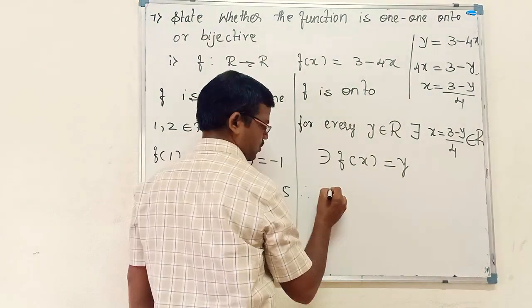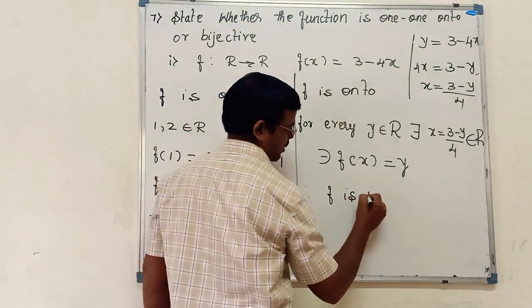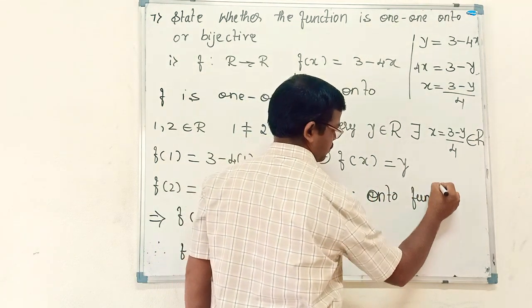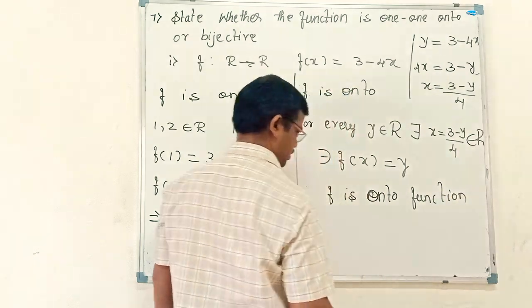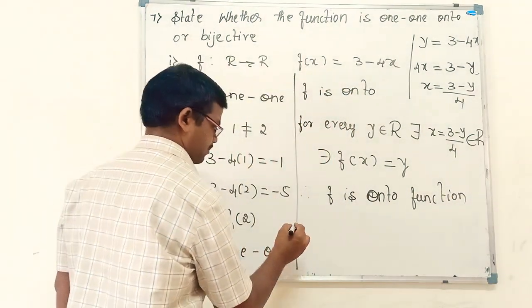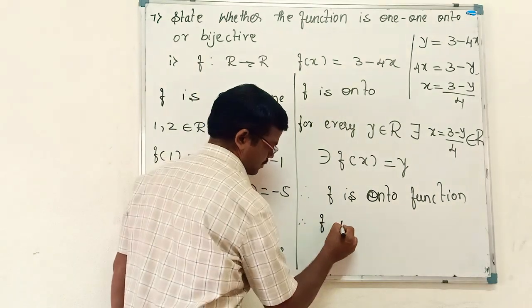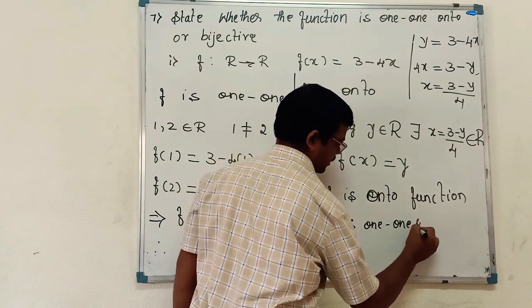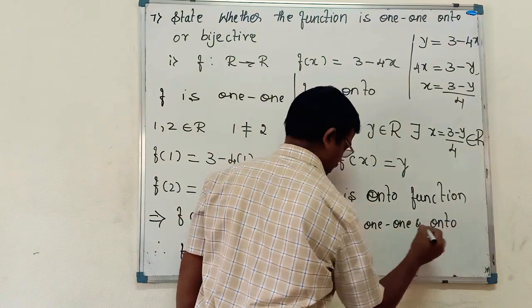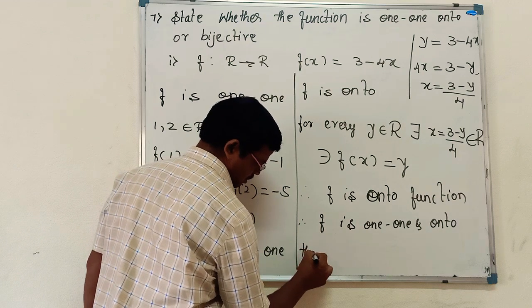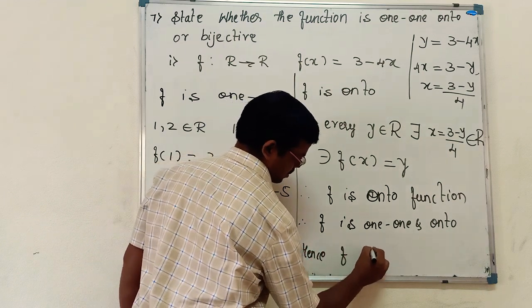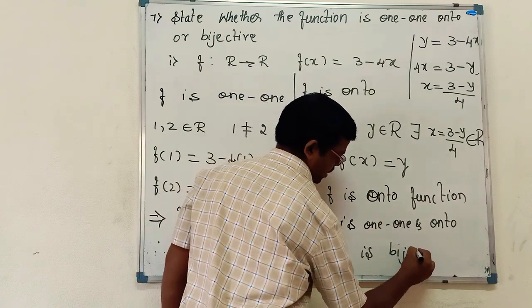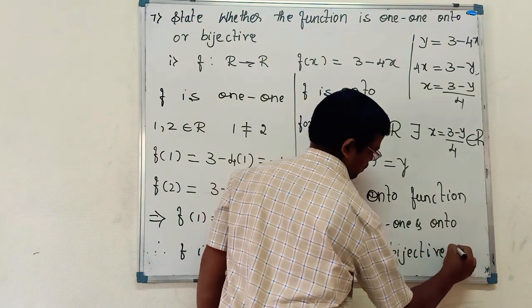Therefore f is an onto function. So f is 1-1 and onto. Therefore f is 1-1 and onto. Hence f is a bijective function.